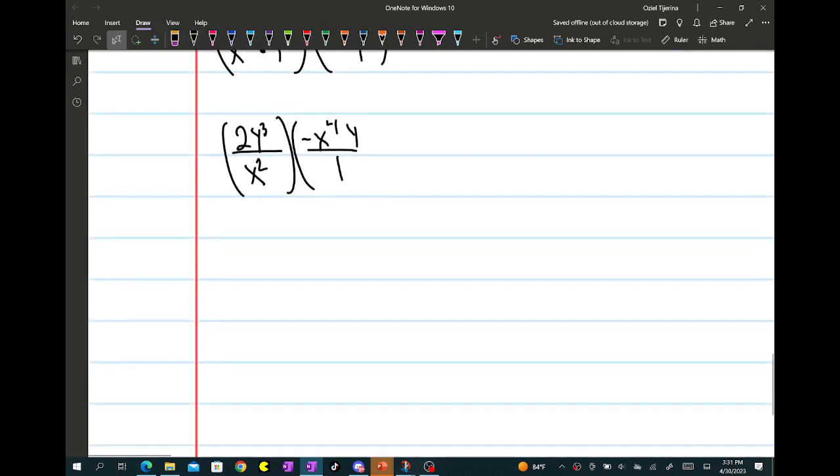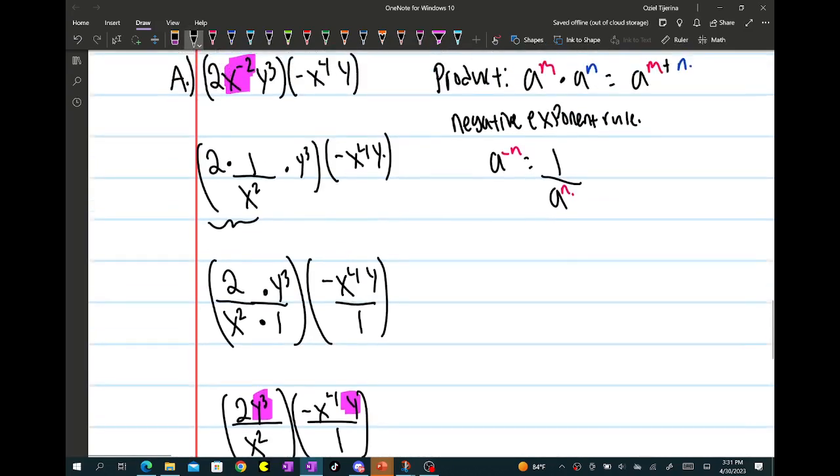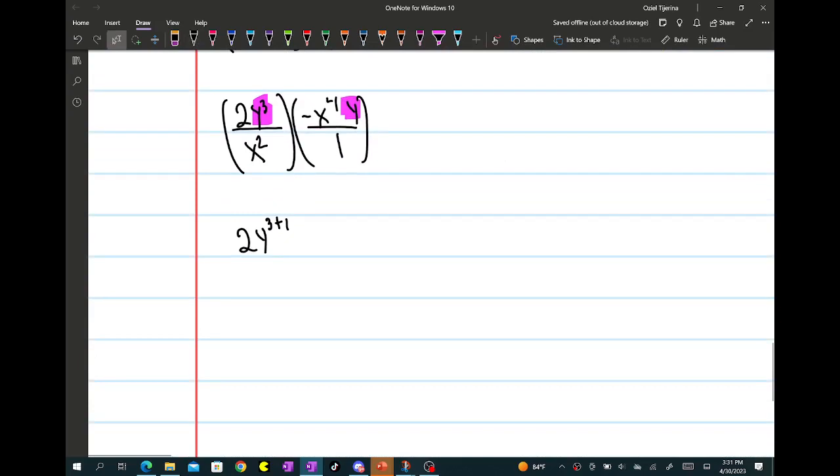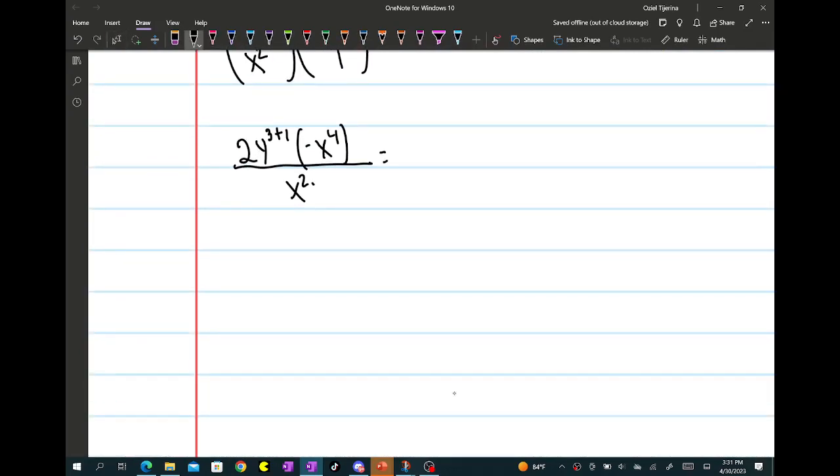So then we have the following. We have 2y to the 3 plus 1, because y cubed times y is y to the 3 plus 1 because of product property. Remember, product property. And so then we have times negative x to the 4th all over x squared. And then this becomes 2y to the 4th times negative 1 times x to the 4th, because the negative kind of goes outside here, right? This is negative 1. And then all over x squared.